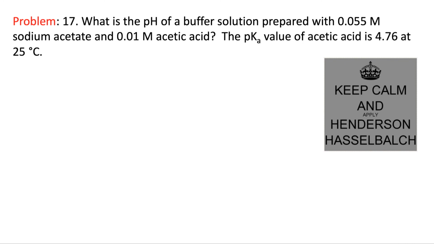All right, that was to soften you up to get you back to ones that you probably don't like, which involve acid-base reactions. So this question says, what is the pH of a buffer solution prepared with 0.055 molar sodium acetate and 0.01 molar acetic acid? And I give you that the pKa value of acetic acid is 4.76 at 25 degrees Celsius.